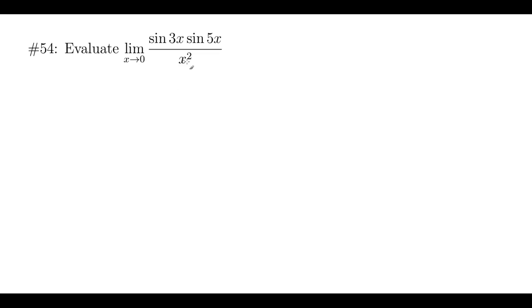If we try plugging in 0 for x, we have zeros here. Sine of 0 is 0, so we have 0 in the numerator and 0 in the denominator. So we have 0 over 0. That is indeterminate, which means that the limit may exist, but we're not able to evaluate it directly. We'll need to do something a little bit more indirect, and that will require some sort of manipulation here.